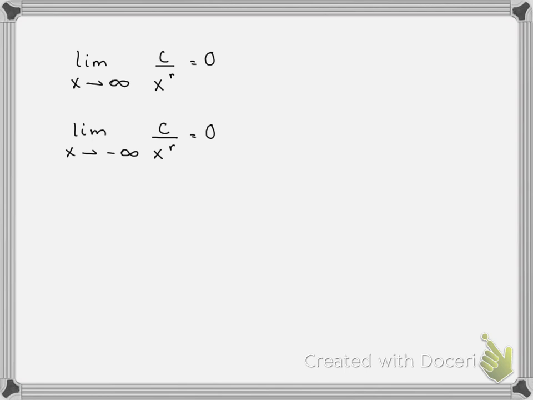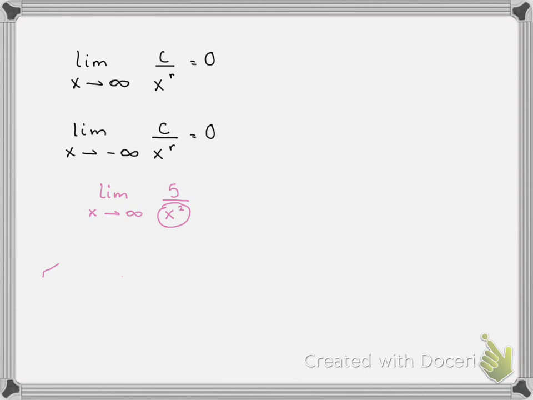C is some number. So for example, if we are looking for the limit as x approaches infinity of 5 over x squared, because x is infinity, 5 divided by infinity is obviously going to be 0. That's like dividing 1 by a billion, trillion, gazillion. You have so many zeros there, you might as well just say it's 0. That's the idea behind that theorem.